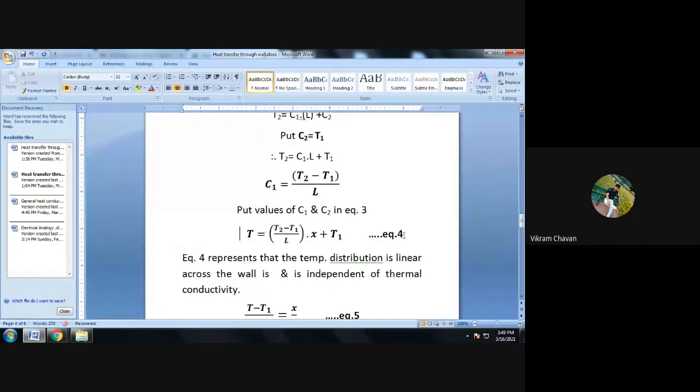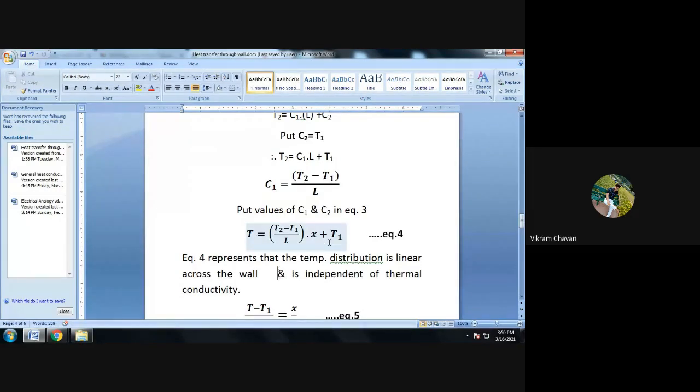This is equation number four. Next, write down: equation four represents that the temperature distribution is linear across the wall and is independent of thermal conductivity.